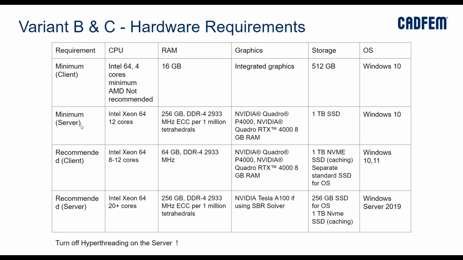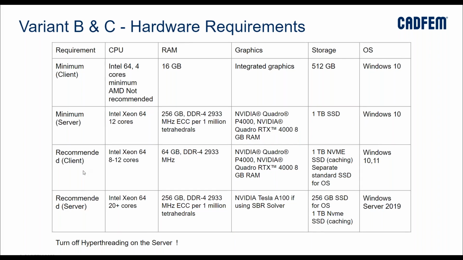And then the minimum server we would recommend would be an Intel Xeon 64 with 12 cores, 256 gig of DDR4 RAM per million tetrahedrals, and then again the similar graphics cards to what we recommended in the RSM setup, and 1 terabyte SSD and Windows 10.